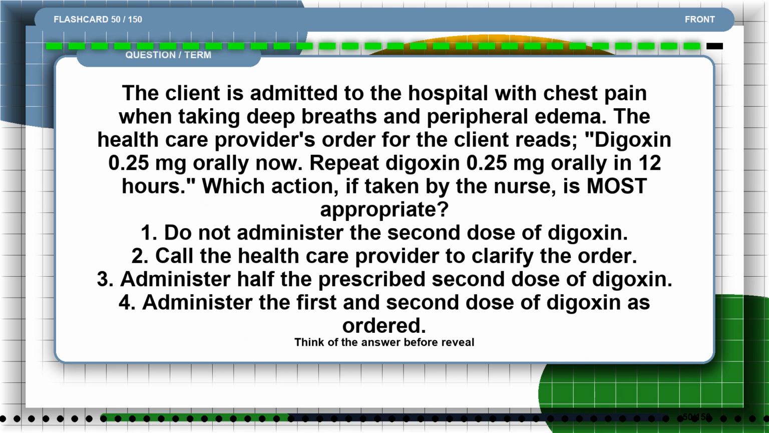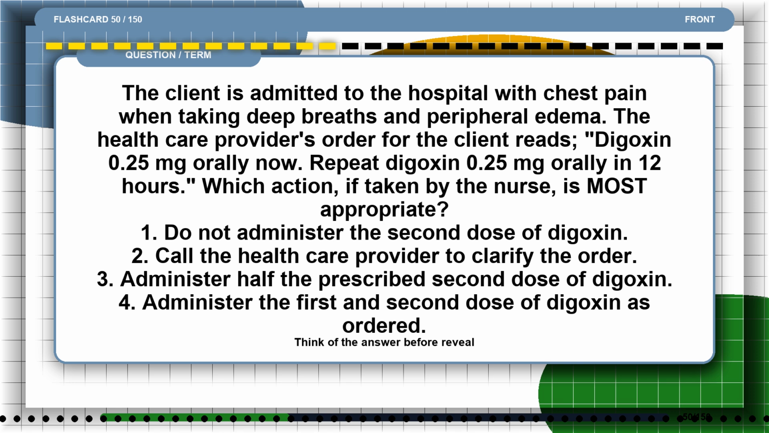Flashcard 50. The client is admitted to the hospital with chest pain when taking deep breaths and peripheral edema. The healthcare provider's order for the client reads, Digoxin 0.25 mg orally now. Repeat Digoxin 0.25 mg orally in 12 hours. Which action, if taken by the nurse, is most appropriate?